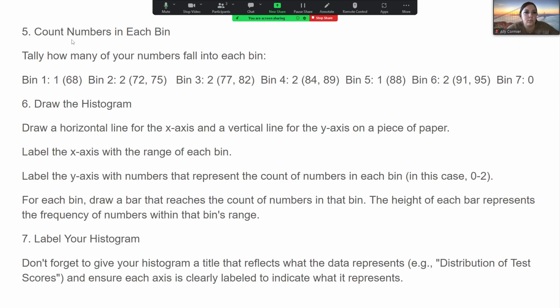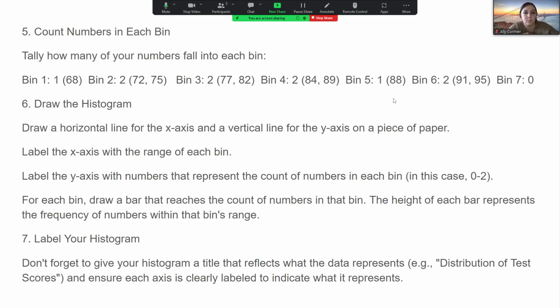And so moving on, we need to count how many numbers fall into each of our bins. So in bin 1, we only have one number, right? Only one student scored between 65 and 70, for a score of 68, right? Our bin 2 had 2, bin 3 had 2, bin 4 had 2, and so on and so forth.